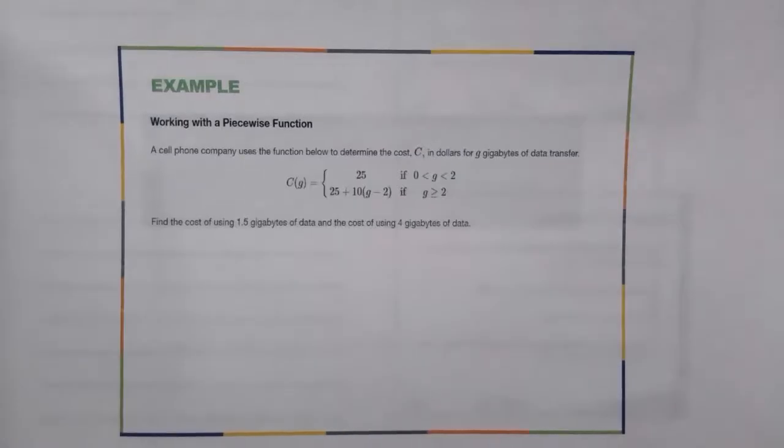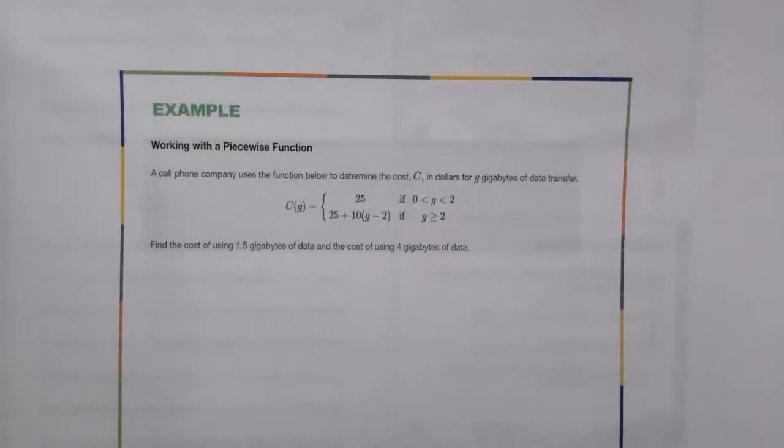Here's a different example. Here we already have a piecewise defined function, but we want to find different output values for different input values. Okay, so here's the problem. A cell phone company uses the function below to determine the cost C in dollars for gigabytes, denoted as G, of data transfer.